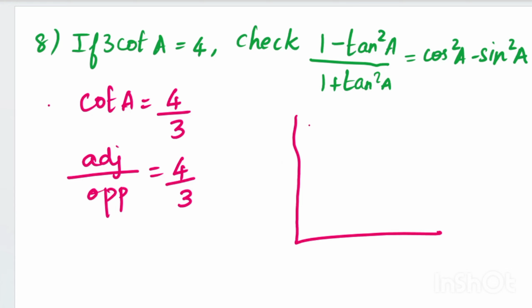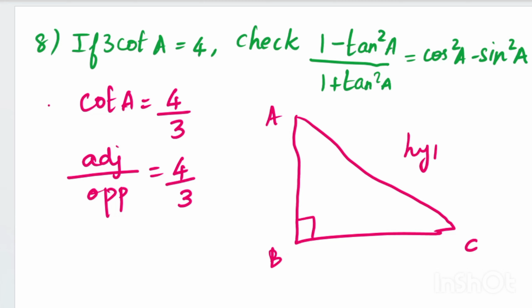So drawing the right angle triangle, this is 90 degree. Hypotenuse is this. So in A we can put the theta. This is the adjacent side and this is the opposite side. Adjacent side is 4, opposite side is 3. We don't know what the hypotenuse is. Now it's our duty to find out the hypotenuse.